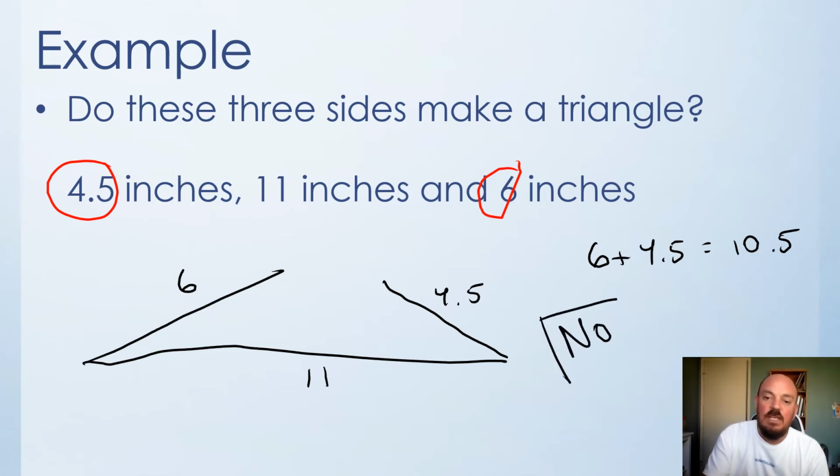Imagine you have like sticks. You have 3 sticks. One of them is 6 inches, one of them is 11 inches, one of them is 4.5 inches, and you try to rearrange them to make a triangle out of those 3 sides. You can't do it. The 2 shortest ones aren't long enough.